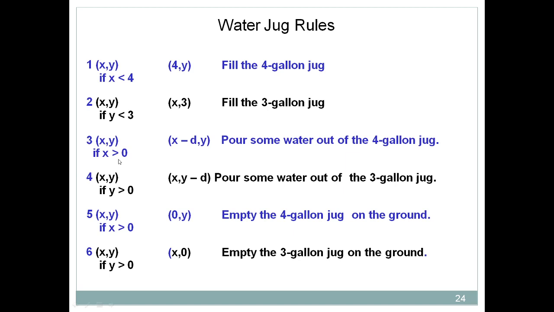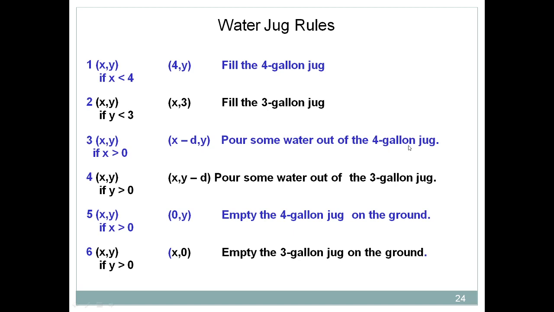And in this case, what is the changing thing? X minus d. What does that small d represent? Small d represents the amount of water, some amount of water that you have thrown. That's why we have written x minus d comma y. And what is the statement? Pour some water out of the 4-gallon jug. Now we have formulated the rule for the 4-gallon jug.